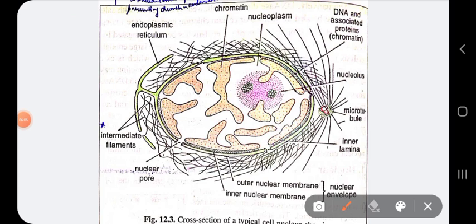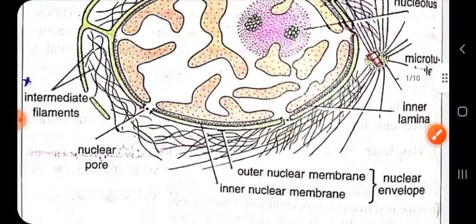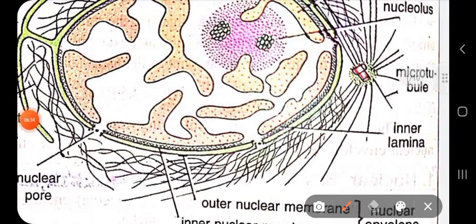The nuclear envelope is composed of the outer nuclear membrane and the inner nuclear membrane, which together form the nuclear envelope. As you can see in this diagram, I have marked it. The nucleus is also made up of the nuclear lamina. You can see here the inner nuclear lamina has been mentioned. If I zoom in, you can see the inner lamina here, a stripe-type figure. This is the inner lamina of the nucleus.